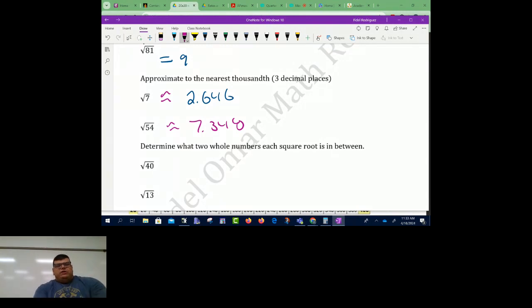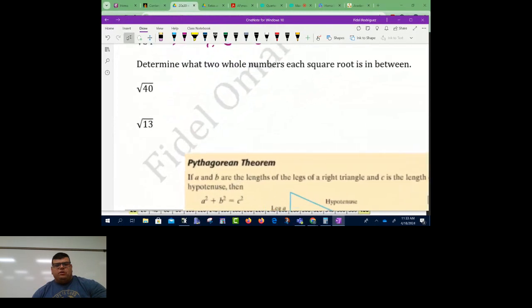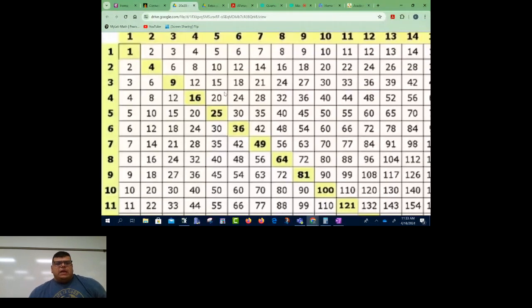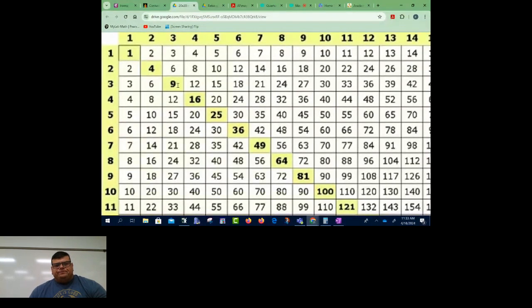Okay, y'all, for these next 2 problems here, it says determine what 2 whole numbers each square root is in between. The way I'm going to do this, I'm going to look at 40, okay? I'm going to look at my multiplication table here. I want you to follow along on the diagonal, okay? 40 would be between which of these numbers on the diagonal? Well, 40 would be between 36 and 49, right? 40 is a number between those 2 right there. Since 40 is between those 2 numbers, then the square root of 40 would be a number between 6 and 7, right?